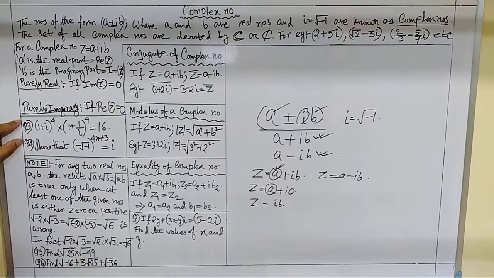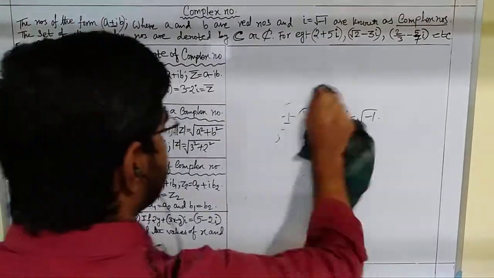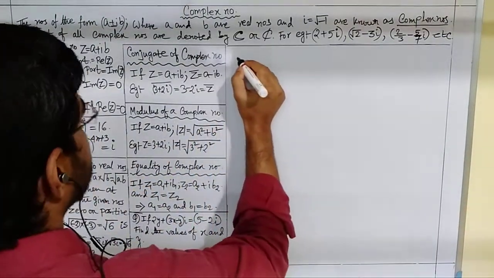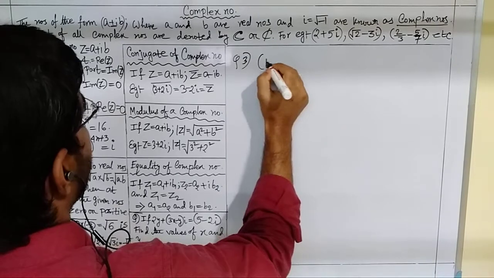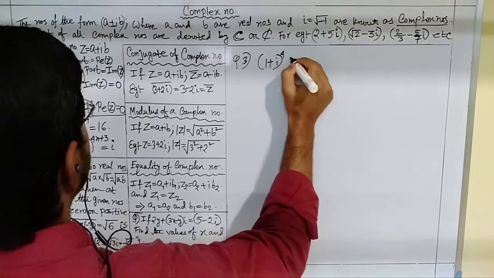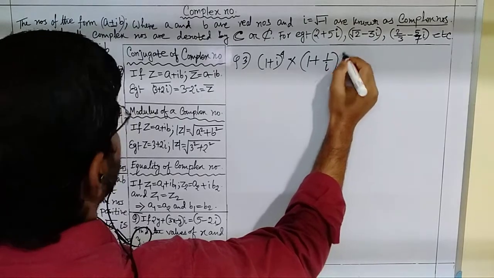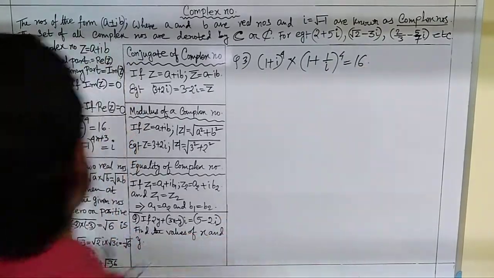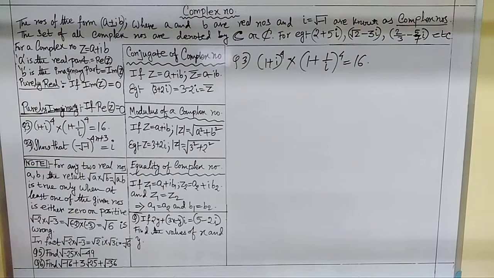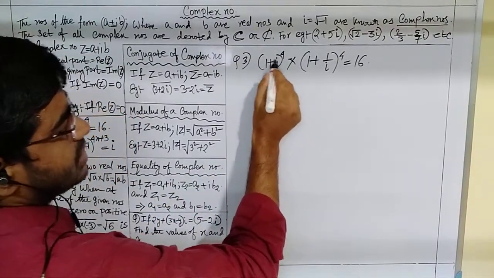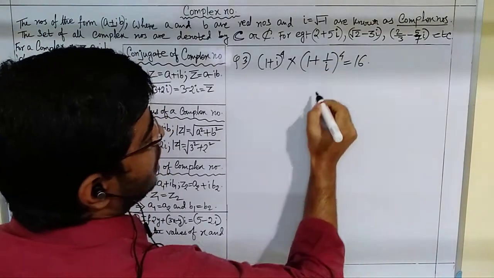Now these two problems were in the previous video. I haven't done them there, but now I am going to solve them here. So please concentrate. See, it says question number 3: 1 plus i whole to the power 4 into 1 plus 1 by i whole to the power 4 is equal to 16. This I have to show. How are we going to show it? See here, 1 plus i is a complex number. Again, 1 plus 1 by i.